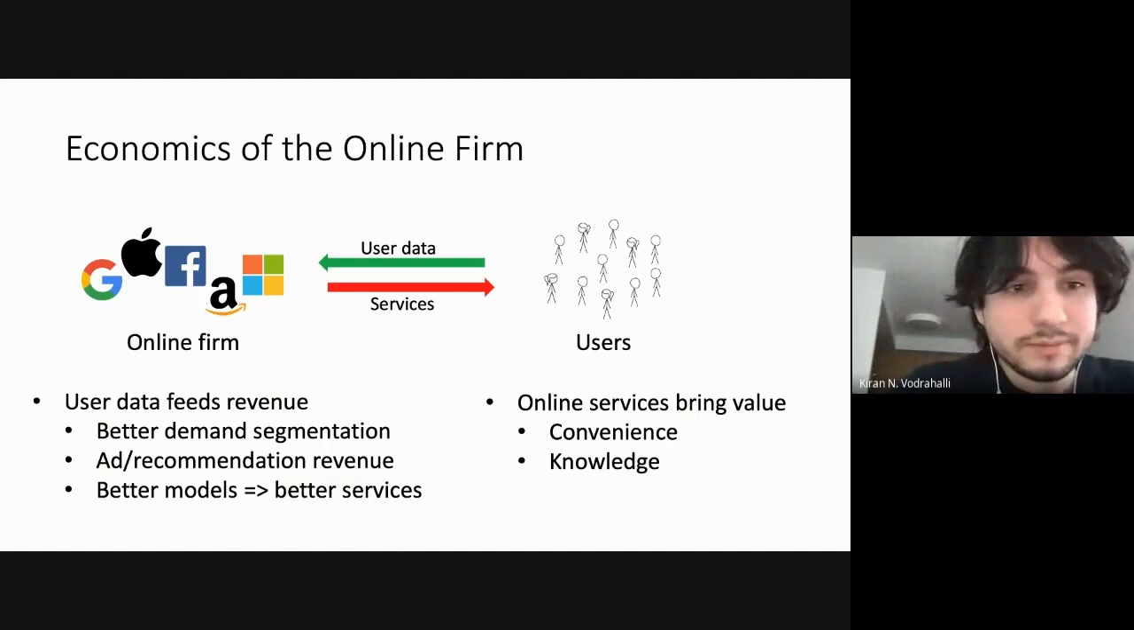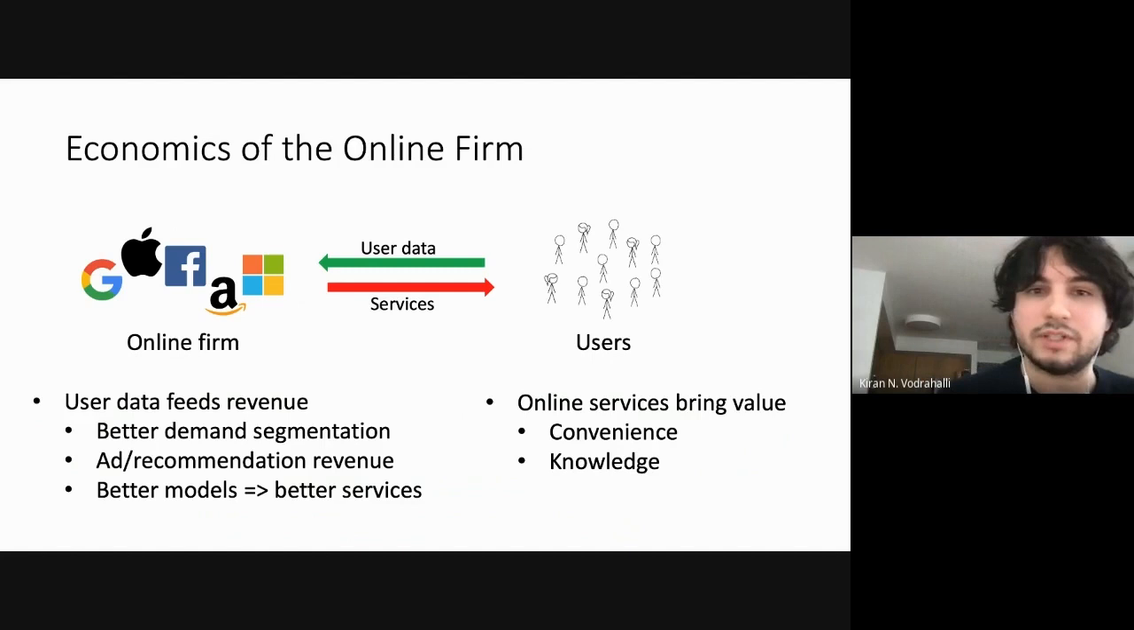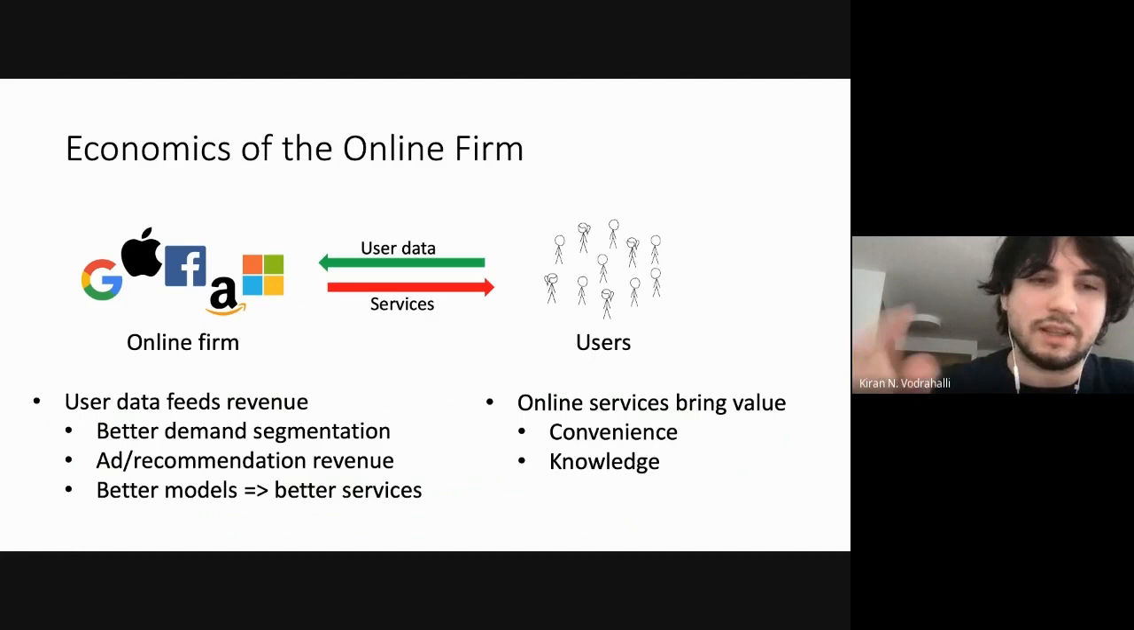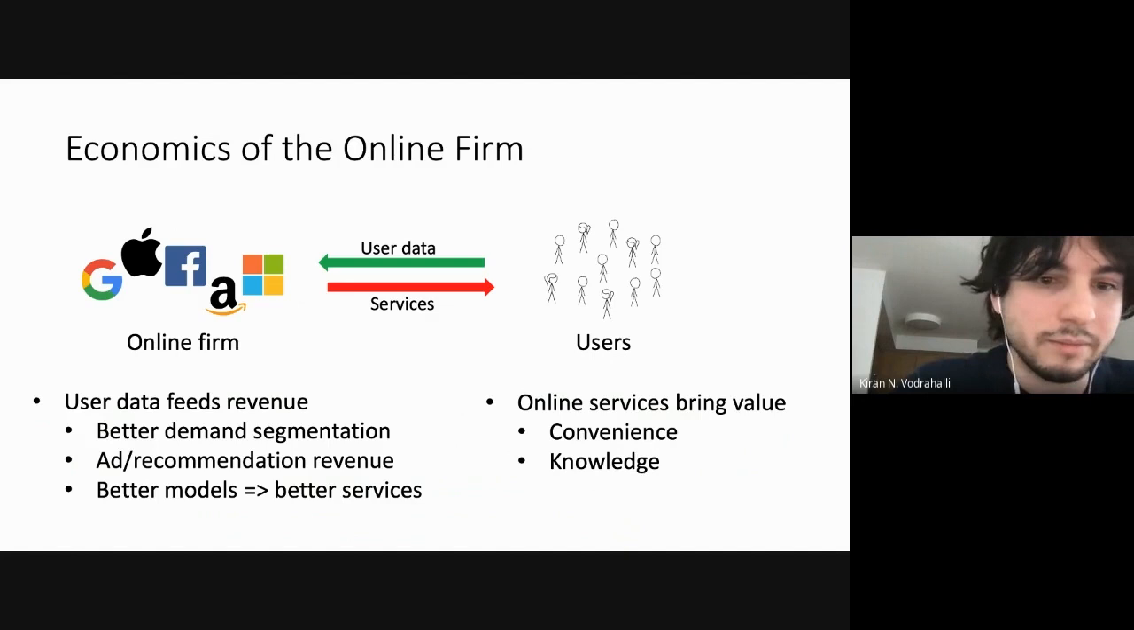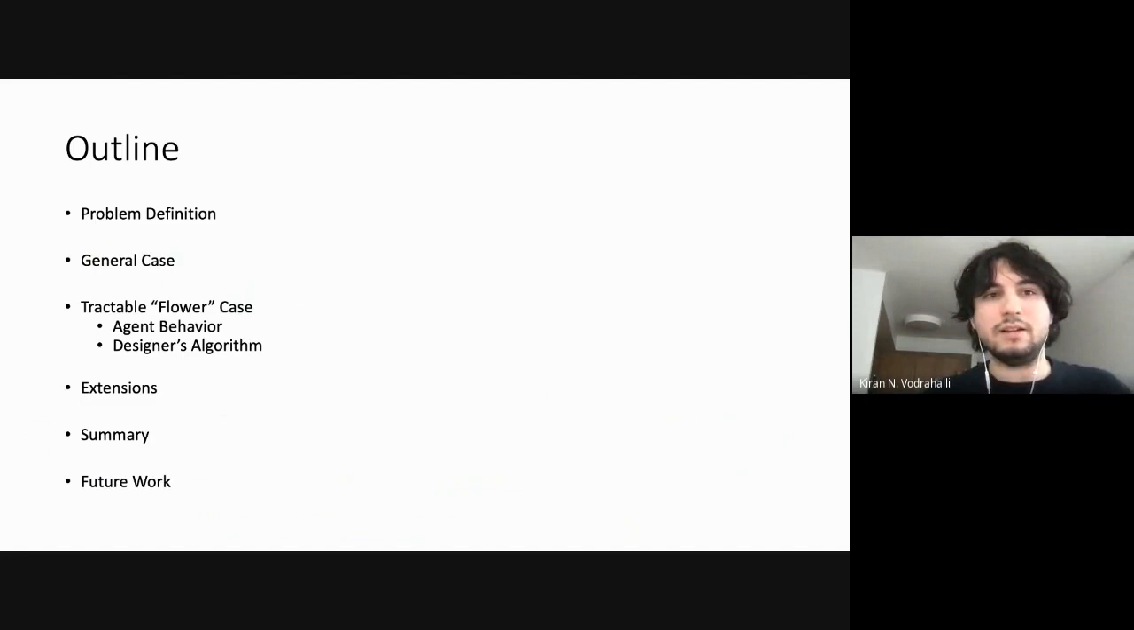Now, this can create profit in many ways. One is better demand segmentation if they're trying to sell things, like Amazon. Another is ad or recommendation revenue, which is the Google and Facebook model. And then there's a third component, right? If they want to improve their services, the data can also help them improve their services, which can then feed into their other revenue generating mechanisms. So this is the basic problem we want to tackle, and we're going to study it theoretically.